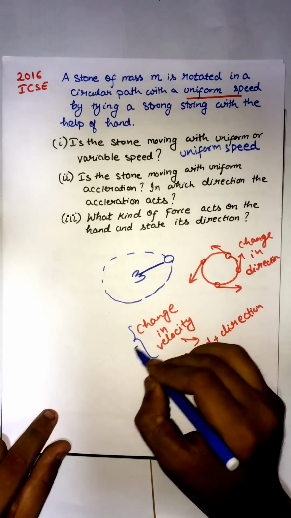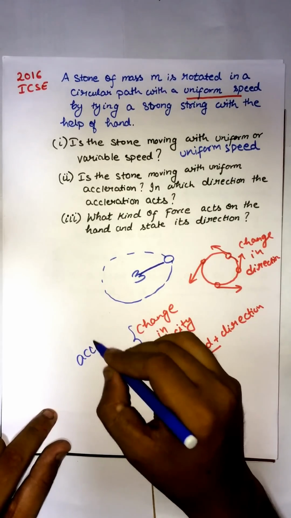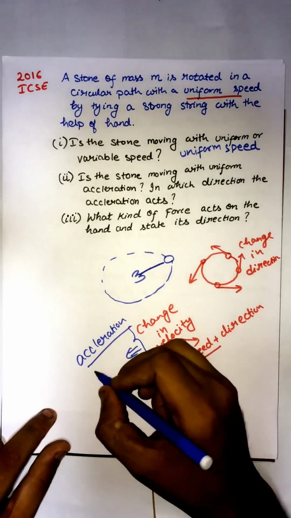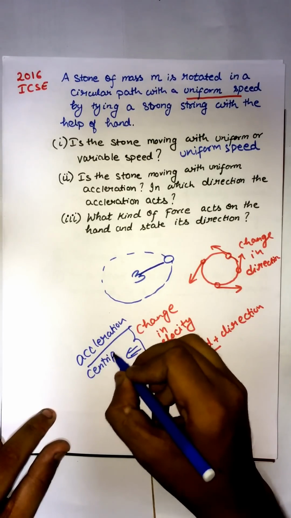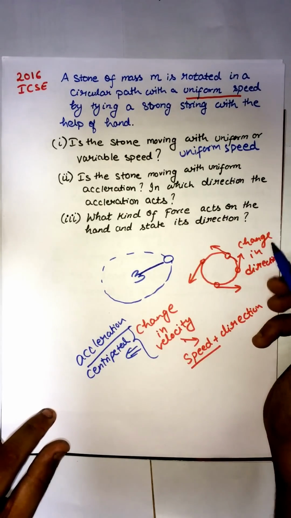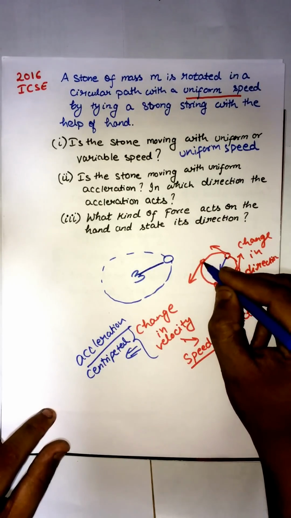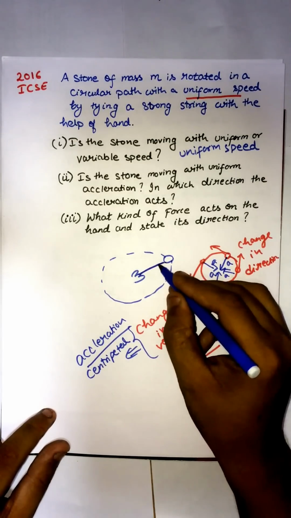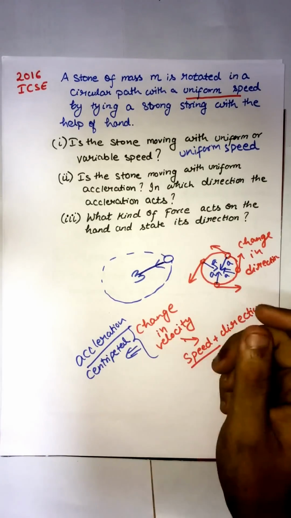Now whenever there is a change in velocity, we get acceleration. So what kind of acceleration acts over here? The name is centripetal acceleration. And what is the direction of centripetal acceleration? Always towards the center. Always towards the center. So the acceleration over here is like this, towards the center.